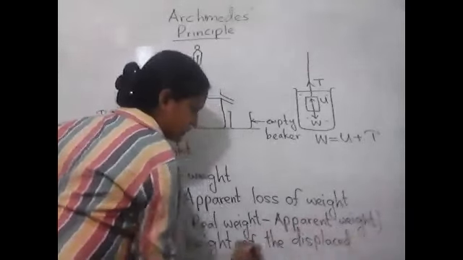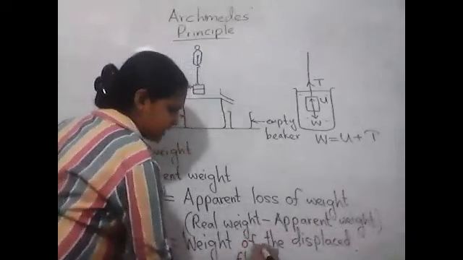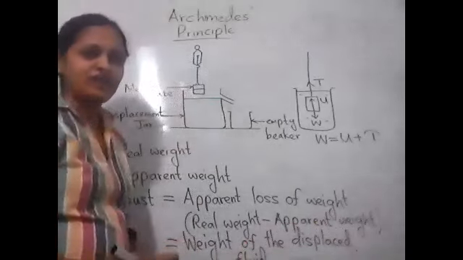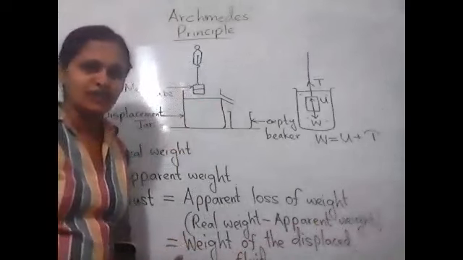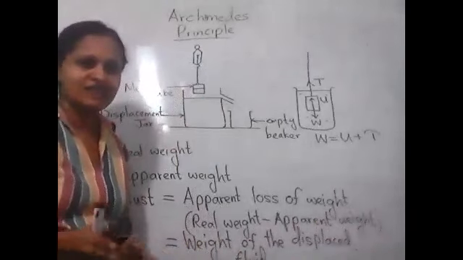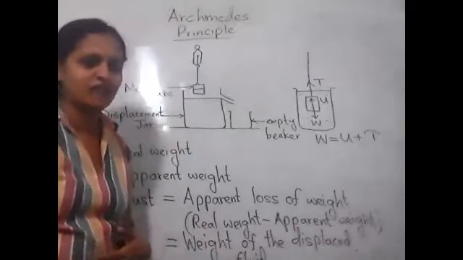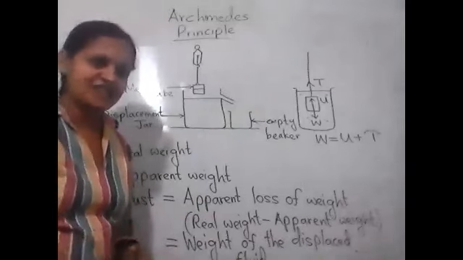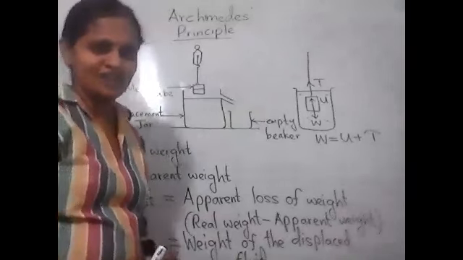Weight of the displaced fluid. Once you keep this in mind, it will be very easy for you to do the calculations. Upthrust is equal to the weight of the displaced fluid, as well as it is equal to the apparent loss of weight.